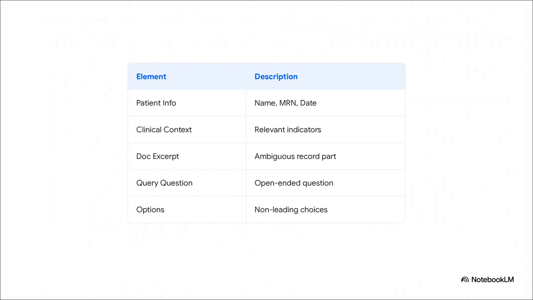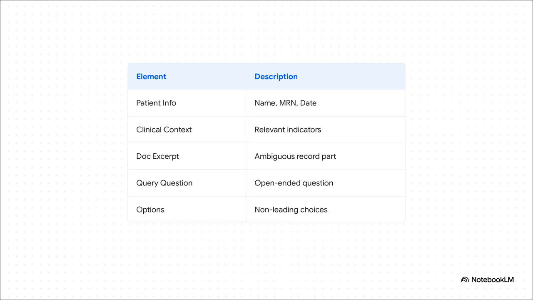To ensure that every query is legally sound, you really need to build it using a strict architectural structure. Think of it like a formula. A compliant query always starts with the patient information: name, MRN, date of service. Next is the clinical context, where you lay out the relevant clinical indicators like labs, vitals, or imaging results. Then you provide the documentation excerpt, the exact ambiguous or missing part of the record that actually triggered the query in the first place. Finally, you pose your open-ended query question.